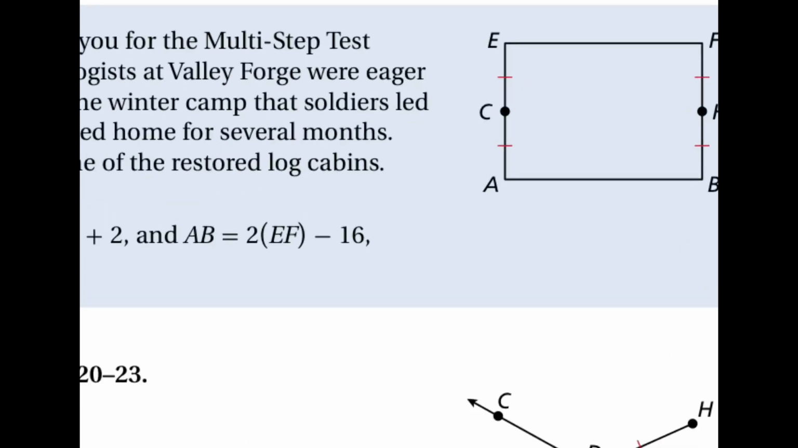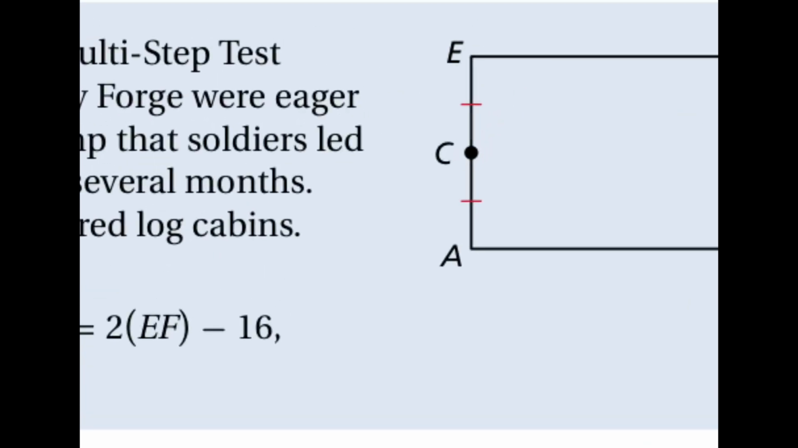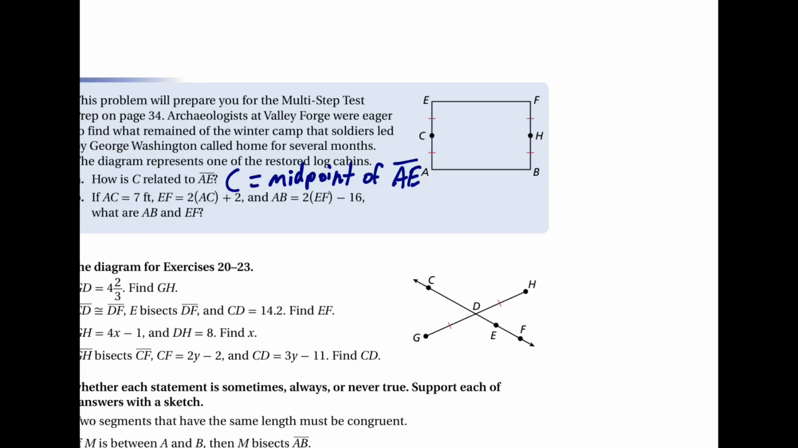Number 19. How is C related to AE? These markers indicate the distances are equal, which means that C is the midpoint. C is the midpoint of AE.